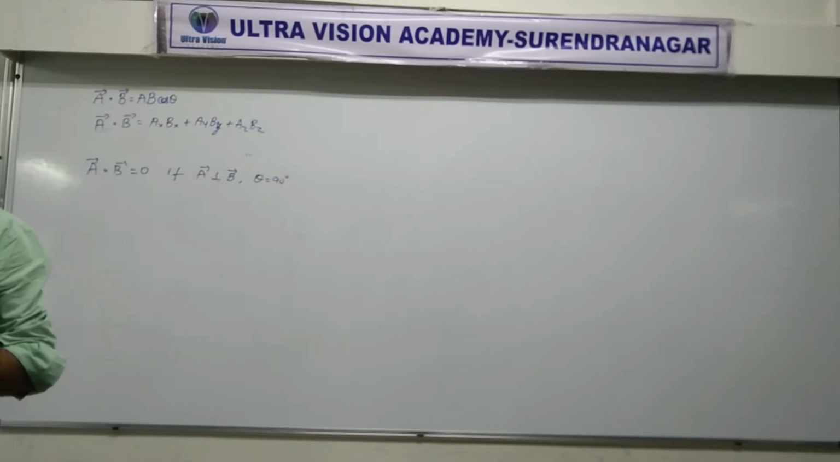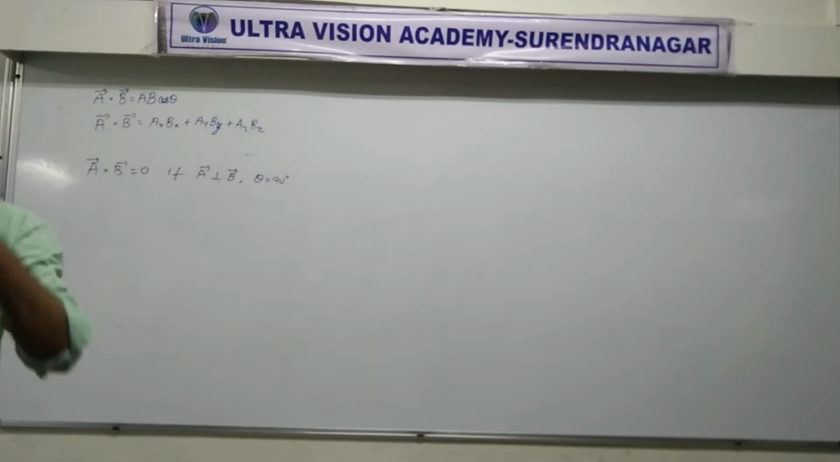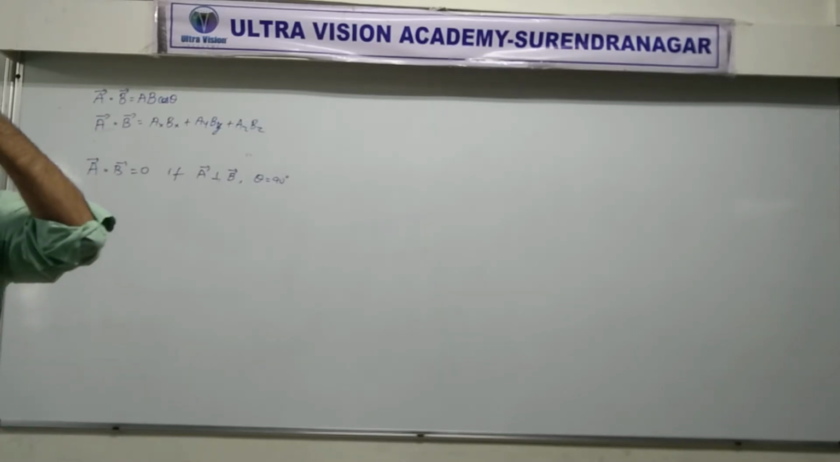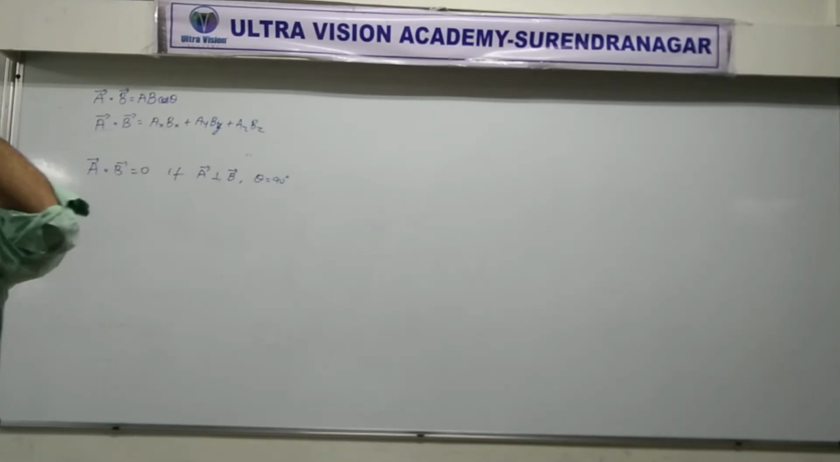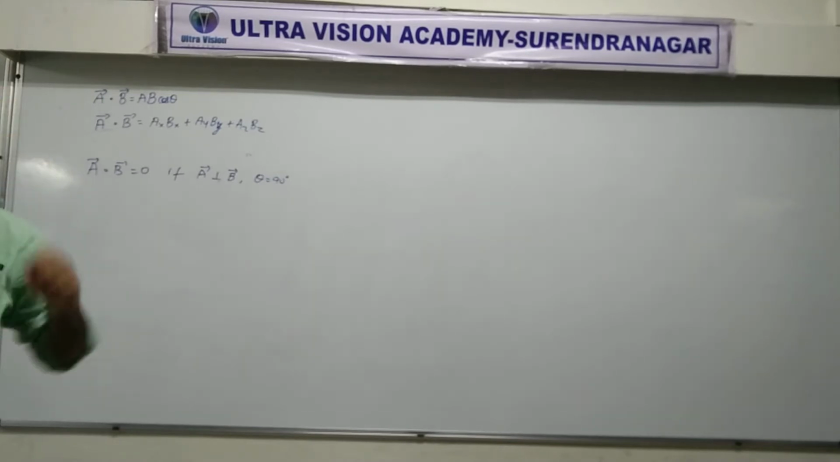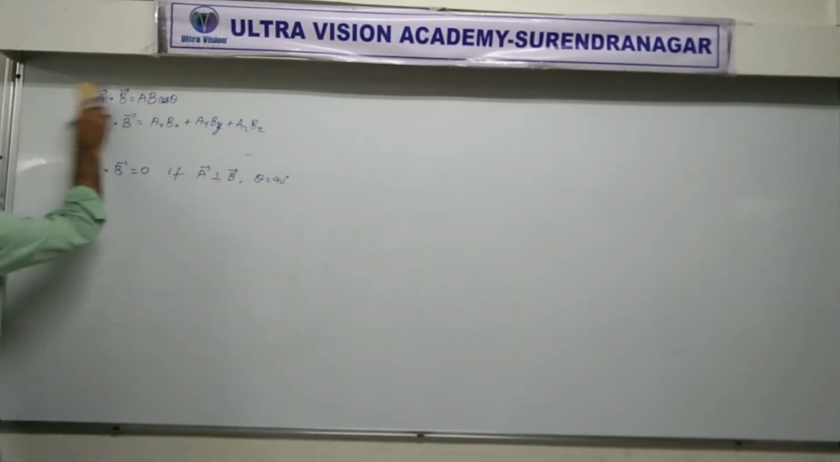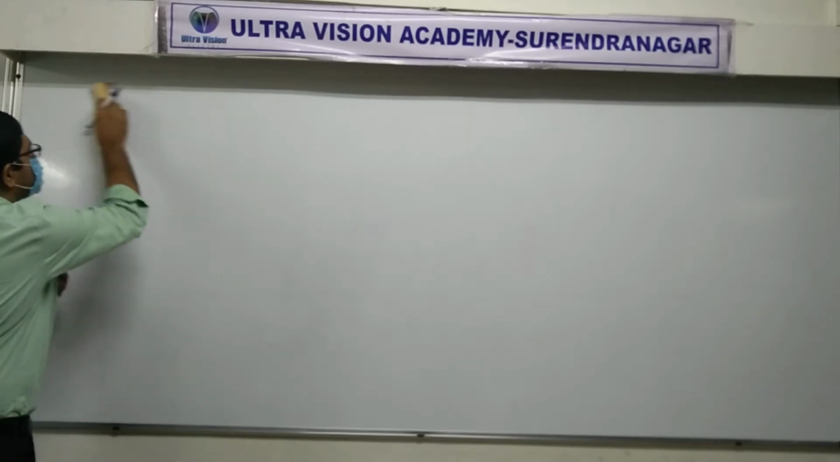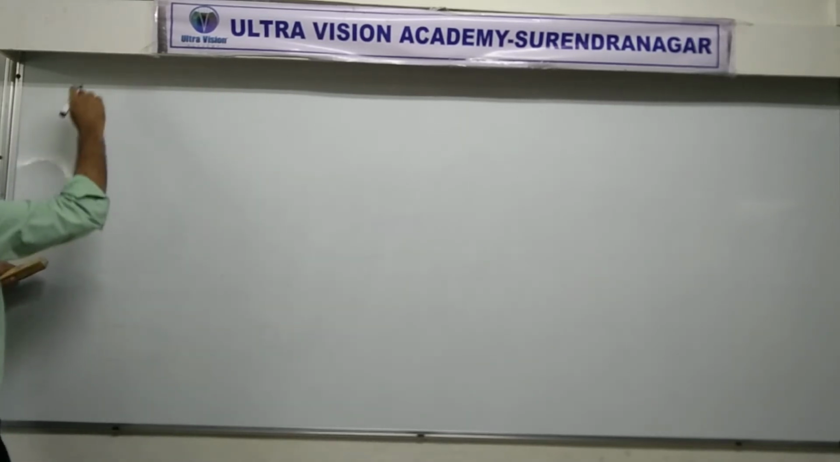I gave you a question to practice. Find angle between A vector and B vector. What's the angle? 90. Yes, because the dot product turns out to be 0. How many of you have done it? Very good. So, now let's move on to the other type of product.